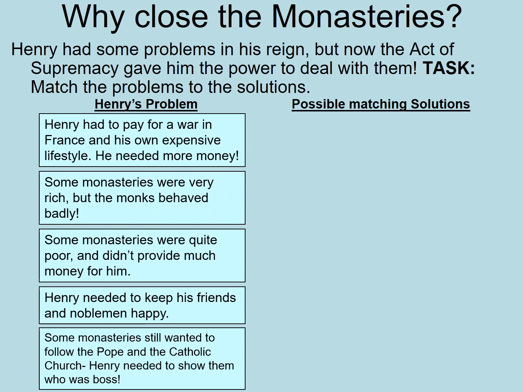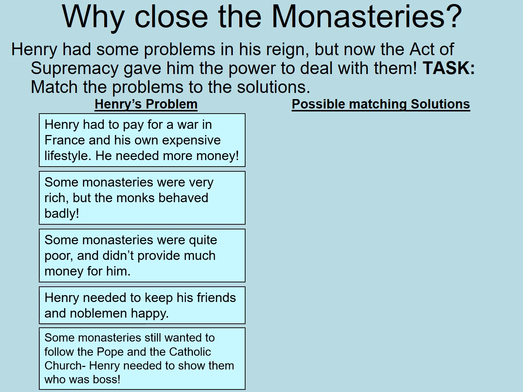Henry had to pay for a war in France and his own expensive lifestyle. He needed more money. Some monasteries were very rich, but the monks behaved badly. Henry kind of wanted to punish them. Some monasteries were quite poor and didn't provide much money for Henry, and so they weren't very useful to him. Henry needed to keep his friends and noblemen happy. And some monasteries still wanted to follow the Pope and the Catholic Church. Henry needed to show them who was boss.